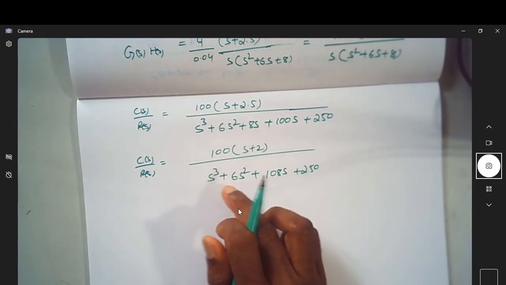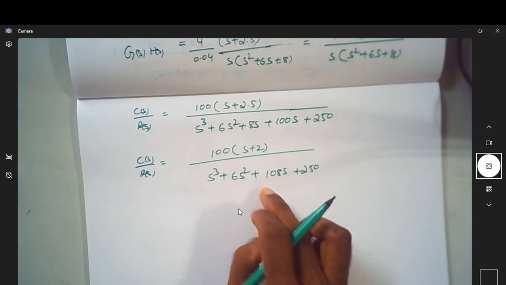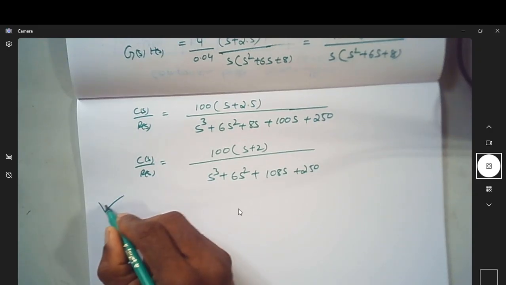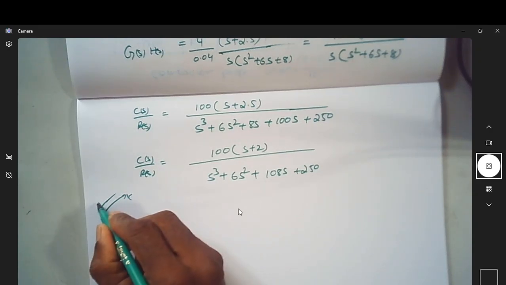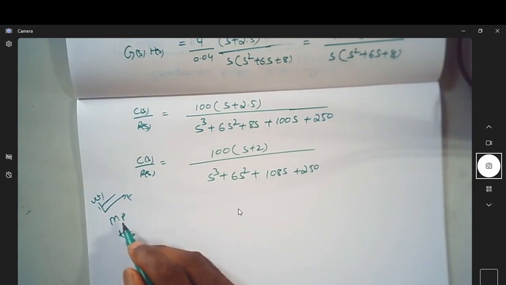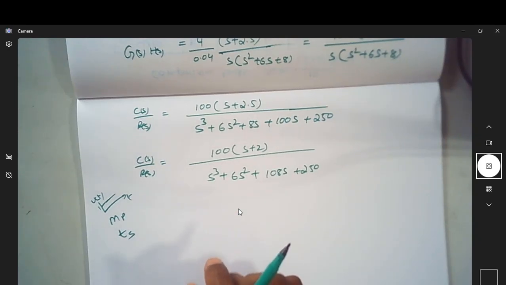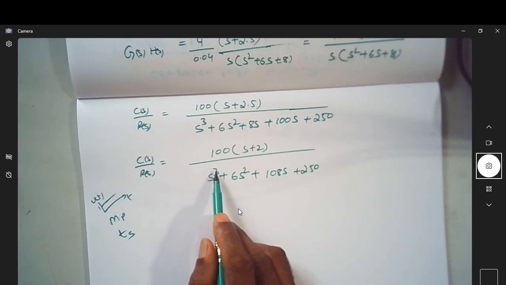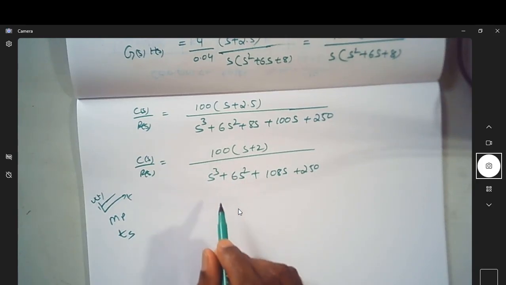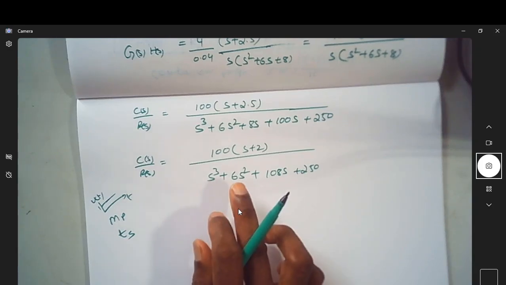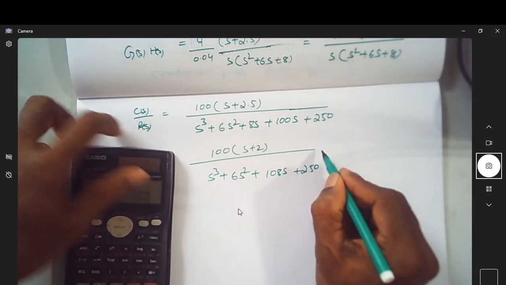Let me try to find out the dominant poles from this, because I want to find the peak overshoot and settling time for a unit step input. For that I need to know the second order system. A second order system from a third order system can be obtained by identifying the dominant poles. Let me repeat. This is a third order system. From this third order system, let me identify the roots and then identify the dominant poles. So I can find out the roots of this.